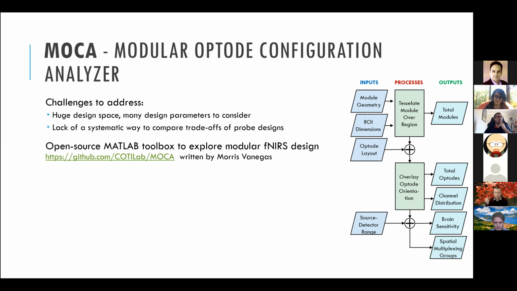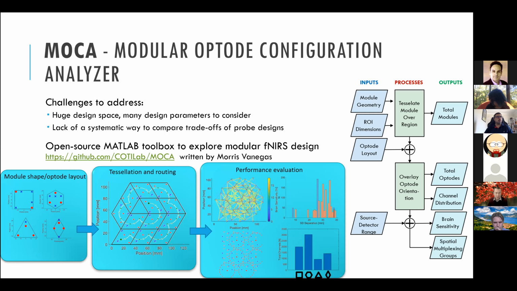Then once you have a region of interest, for example, you decide this is the area to cover, how do you tessellate? How do you connect them and route them, connecting with wires? So these really open up a can of worms, but Morris did a great job developing this in a step-by-step approach. So we provide a descriptor for the shapes, and we design the modules, and also tessellate and route it, and provide some brain sensitivity, channel density, etc. So this is a tool that's still being developed, but we felt it could be contributing to the community.